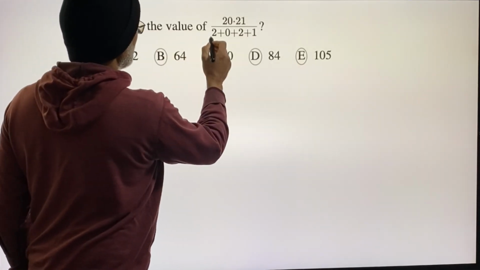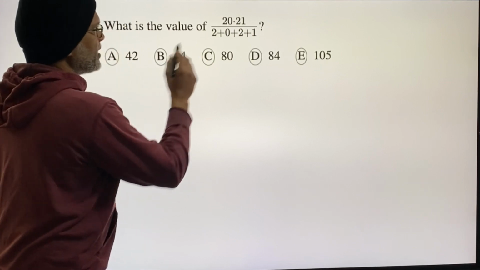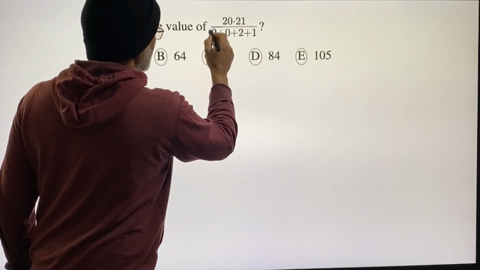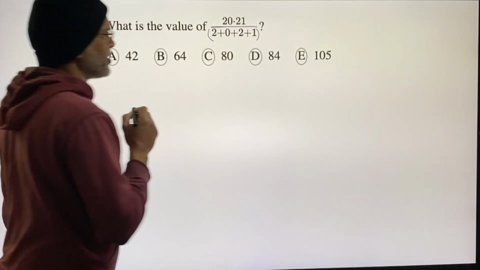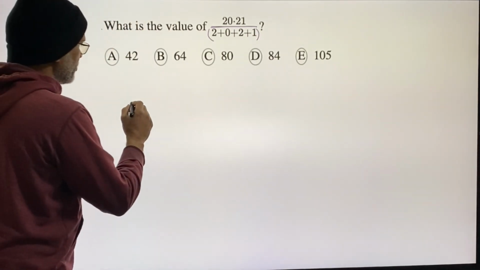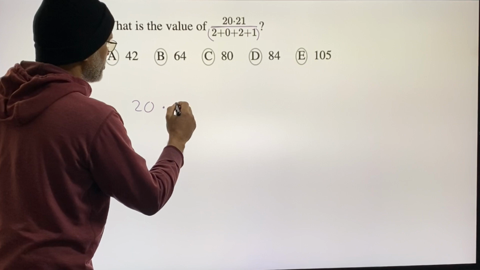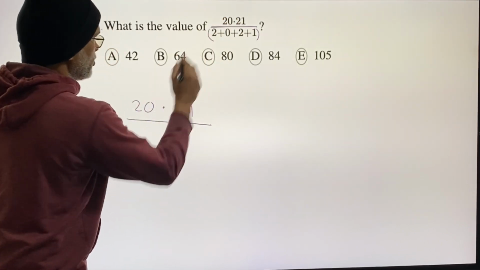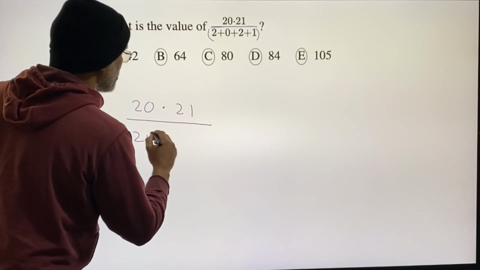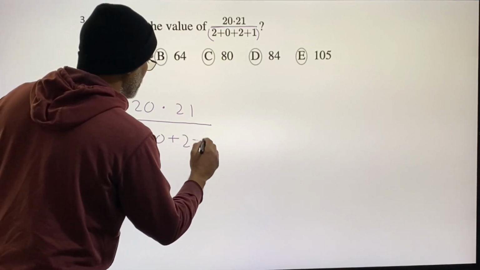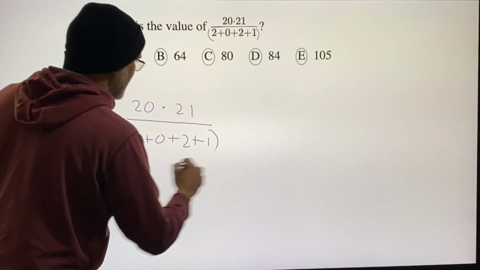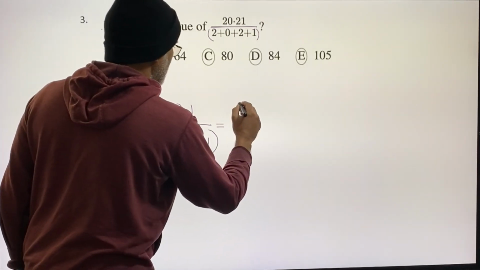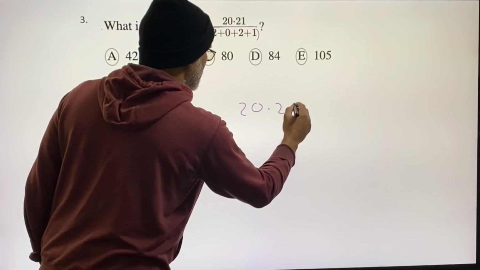What is the value of this expression here? See, this line is all the way across, which means this is like in a parenthesis. So let me write it down. So 20, this dot is times 21, times 2 plus 0 plus 2 plus 1. And this is like in a parenthesis, that is understood. So this is 20 times 21 divided by this.